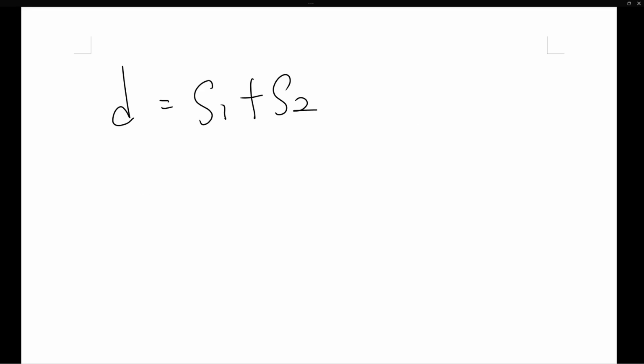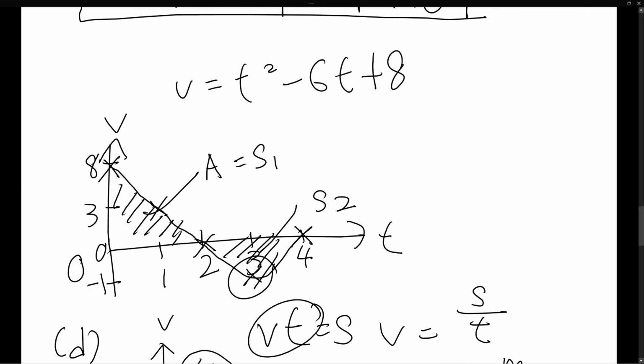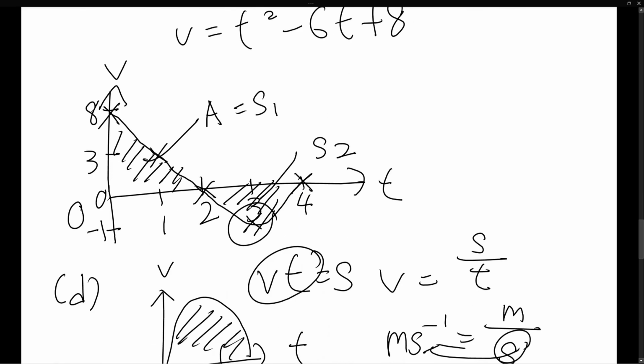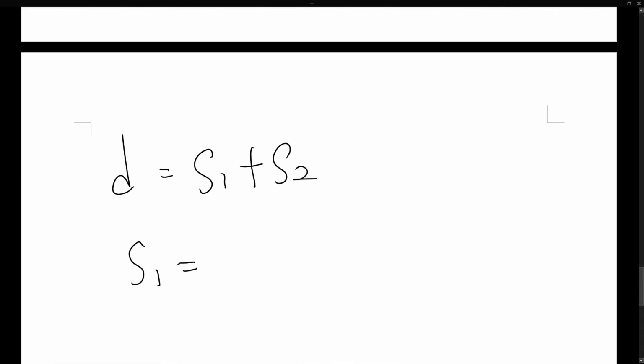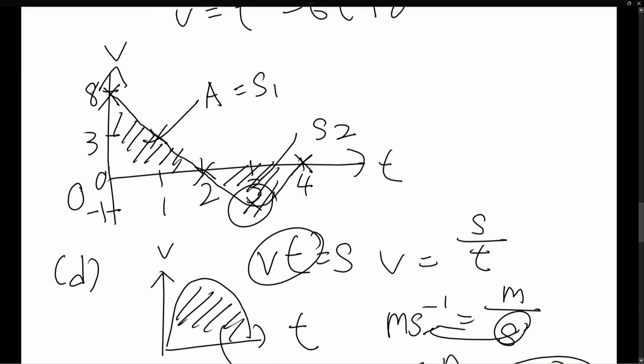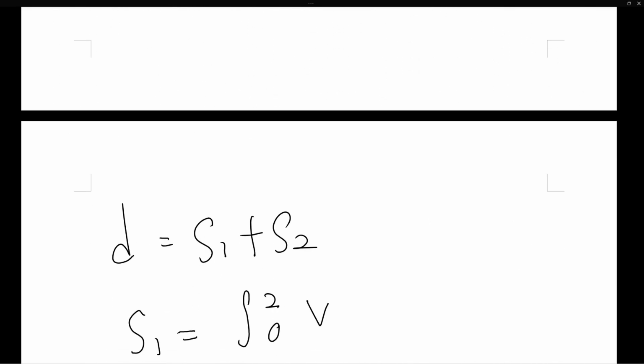Okay, let's find S1 first. How do you find S1? You have to integrate from 0 to 2 because you want to find the area from 0 to 2, because it's going to the positive, right? It's going to the right. So you have to integrate this. You need the limits 2 and 0, and then you integrate your formula, which is t squared minus 6t plus 8, because we basically do v dt.